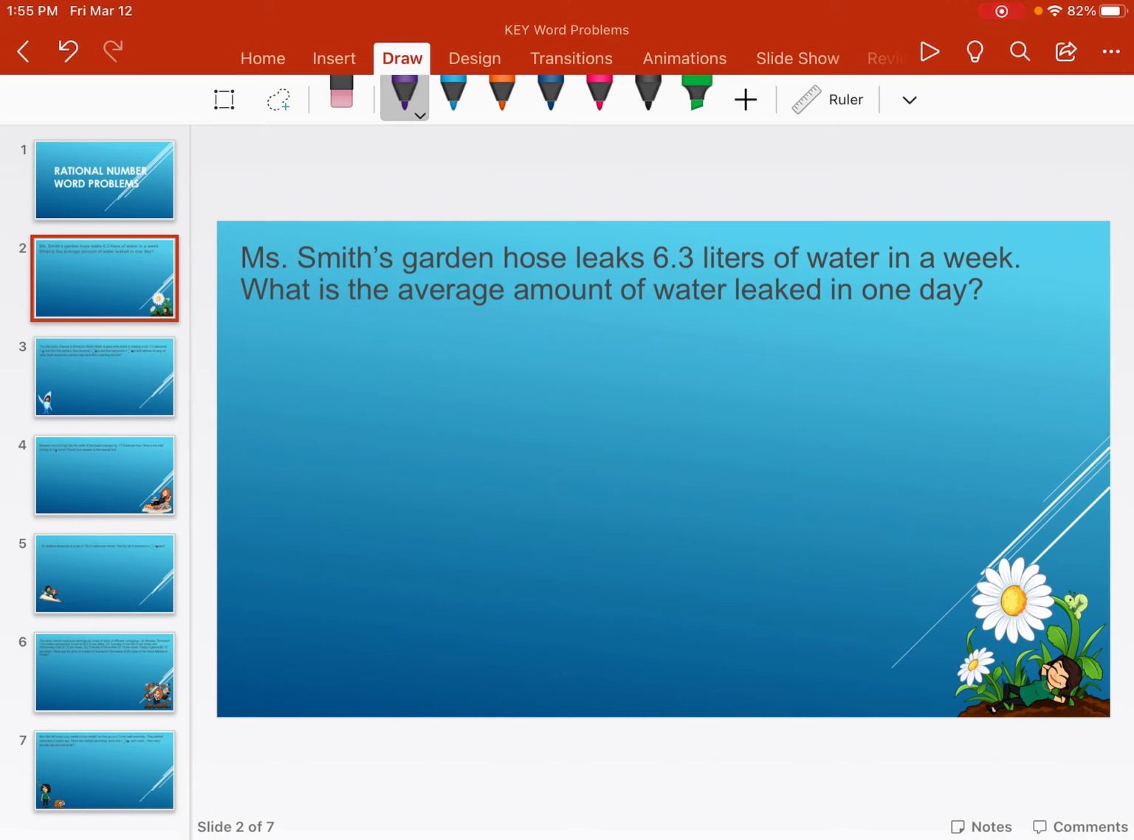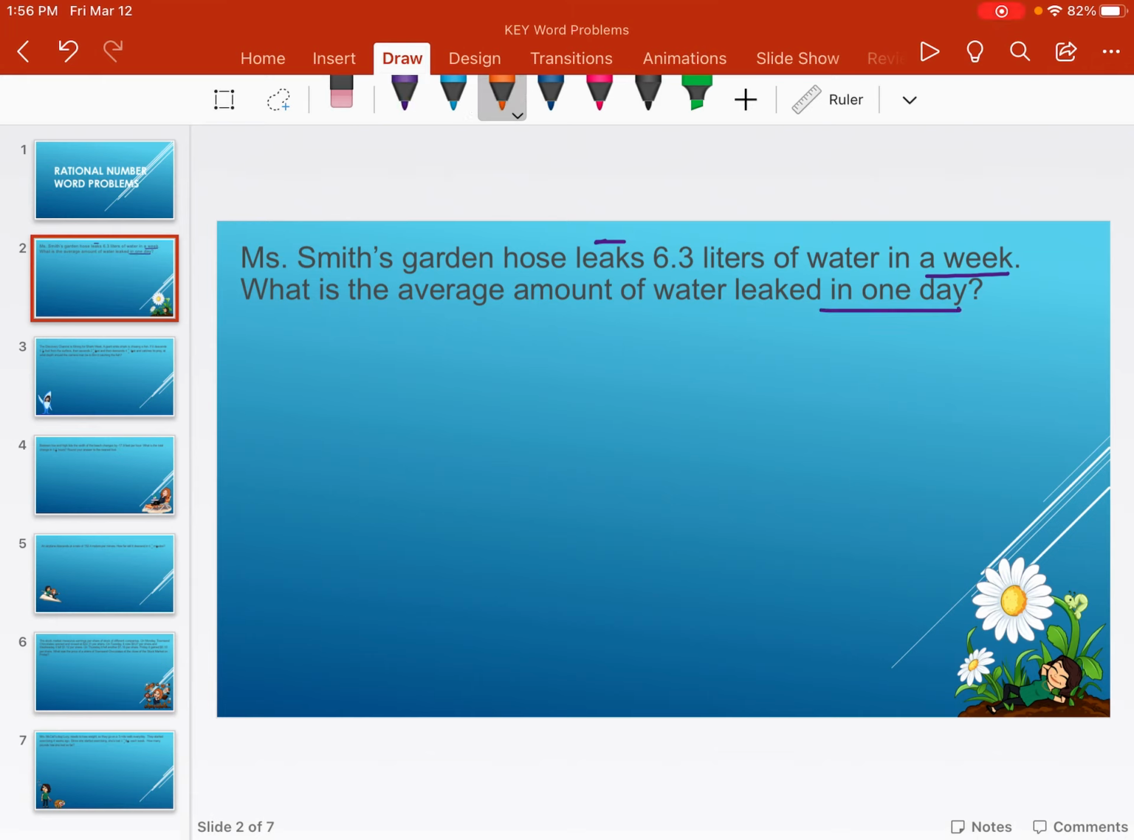Okay, so we should always look for some keywords that are going to help us figure out what operation it's going to be. And we also need to think about if numbers are positive or negative. So as I go back through, Miss Smith's garden hose is leaking. Well, leaking is like you're losing water, so this is making this a negative 6.3. And that's in a week. I want to know how much it is for one day.